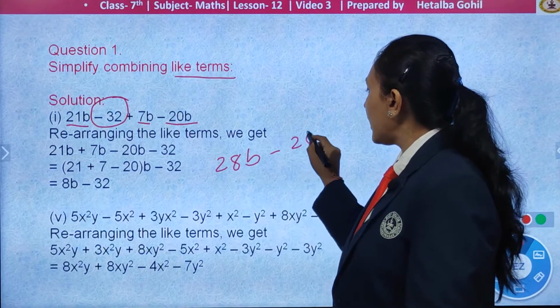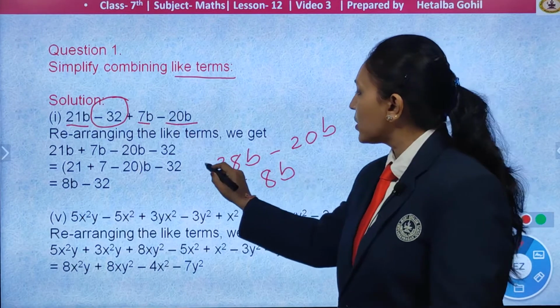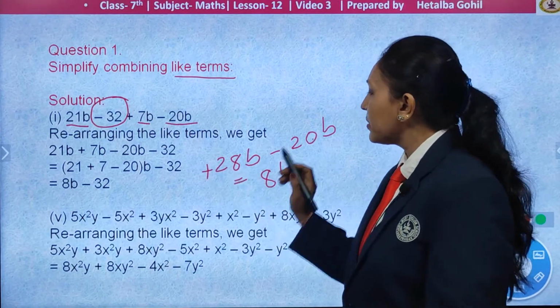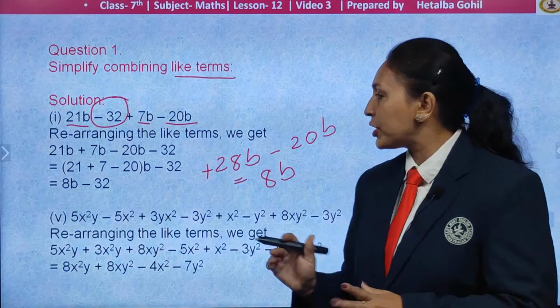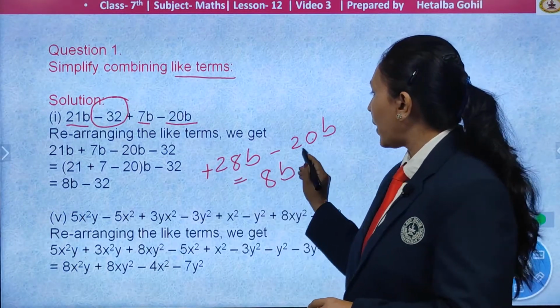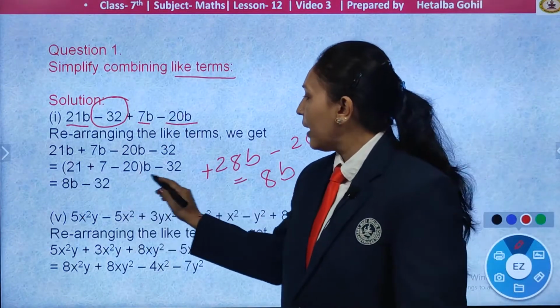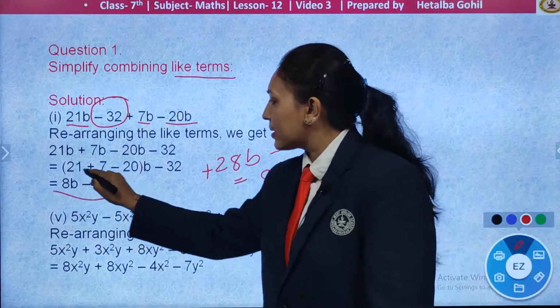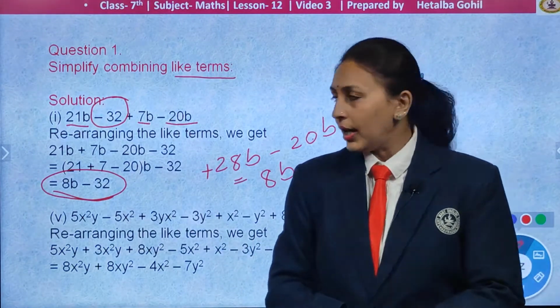minus 20b. What do you get, children, here? 8b. Why? Because, as I told you, whenever we have like terms, we only have to add or subtract the coefficients. 28 minus 20 you get 8 and the variable remains the same. 8b and minus 32 as it is. So what do you get finally as your answer? 8b minus 32.